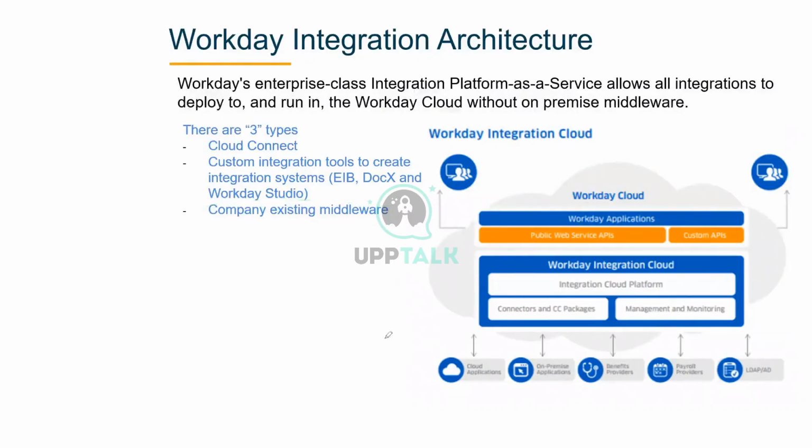The integration cloud looks something like this. On the Workday Cloud, on the top you see the layer for the Workday application, which is managed by public web services APIs and custom APIs. And the integration cloud platforms and connectors and core connector packages, management and monitoring. You can have cloud applications, on-premise applications. You can have benefit provider, payroll provider, LDAP for your user sync or your authentication or user updates and so on. But it's not limited to this.